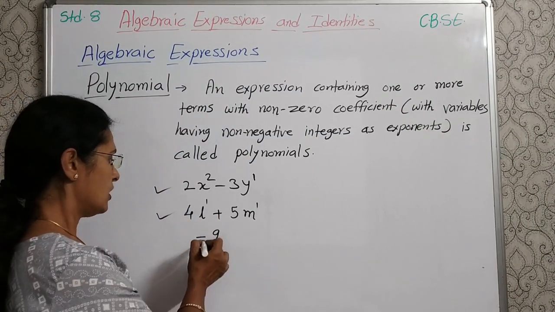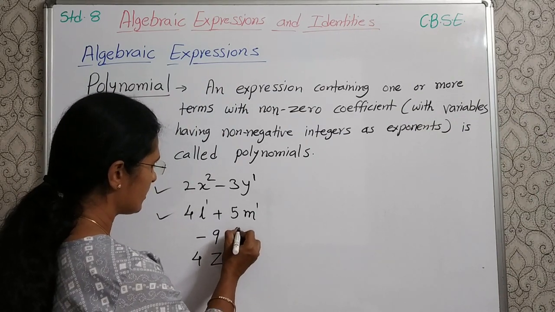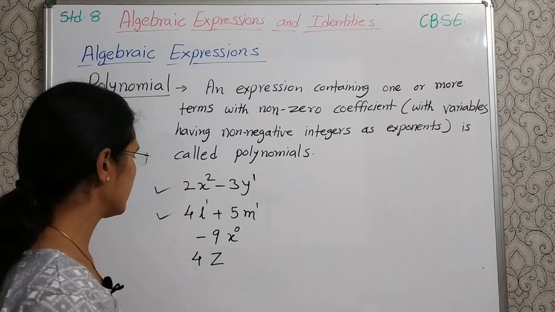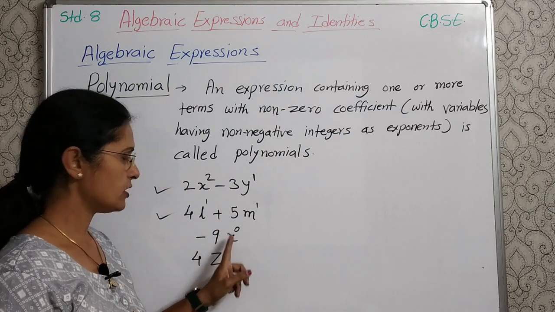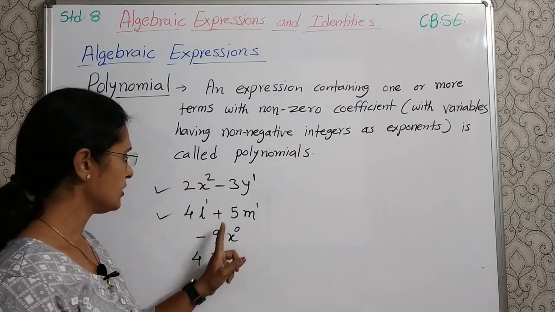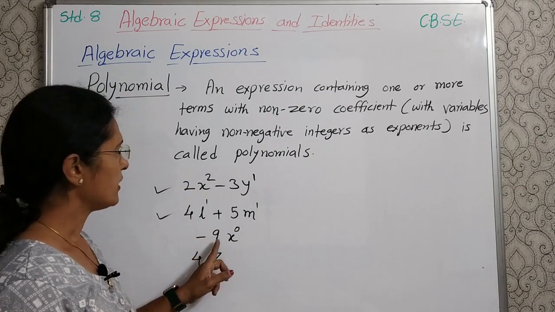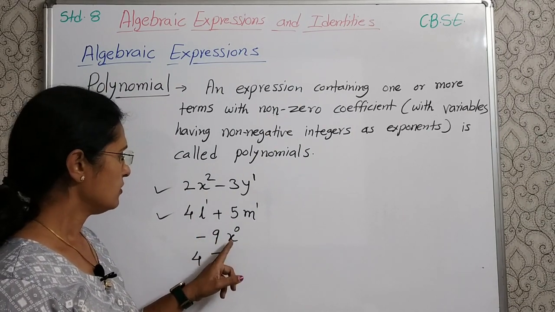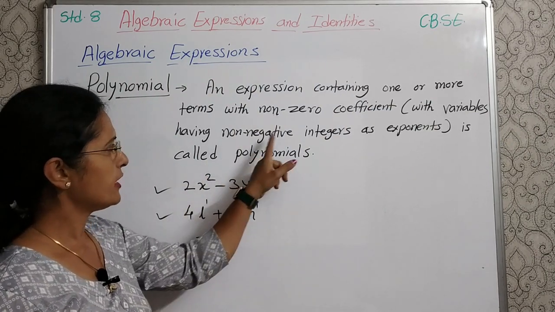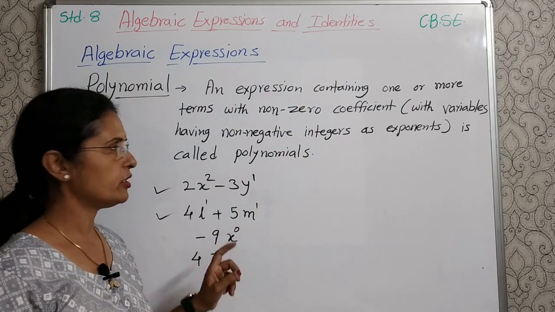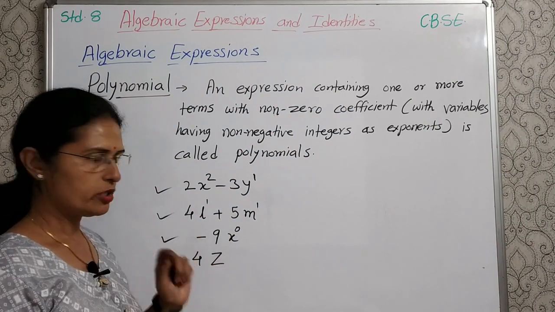Minus 9. Now there is no variable, but if you want, you can write the variable as x or y, z, any alphabet you can use. I have taken here x, and here we can write x raised to 0 because x raised to 0 is 1 and minus 9 into 1 is minus 9 only. Therefore, here minus 9 is a non-zero coefficient, and if we take variable as x, the exponent is 0, which is a non-negative integer. So this is also a polynomial.